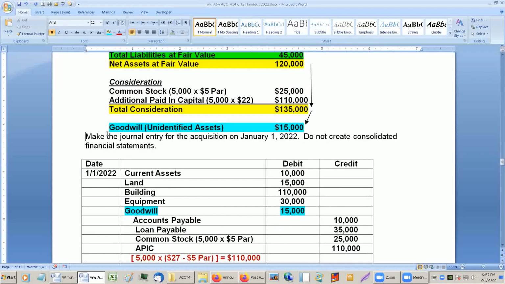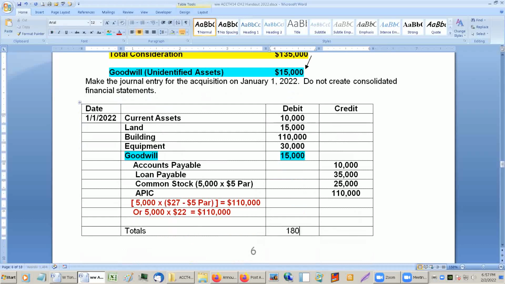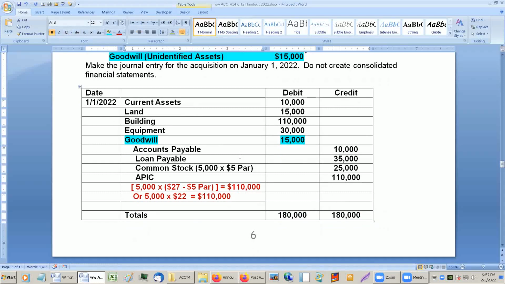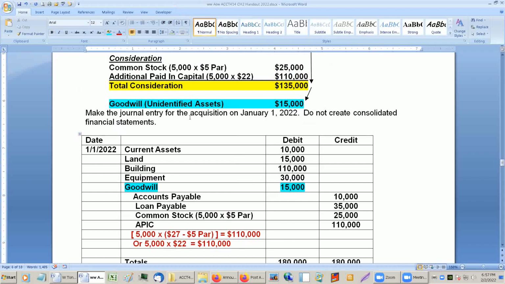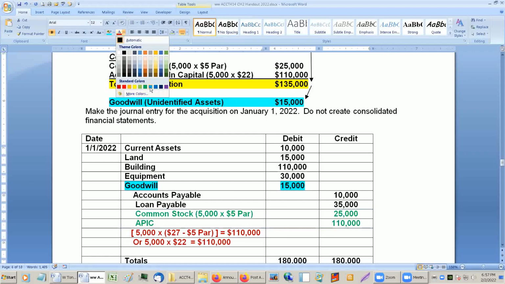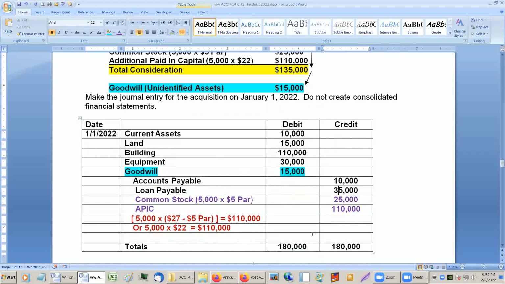I need to get a little more space here. All right, so the totals are 180,000 here, and that should also be 180, hopefully. Yay, okay, much better. And so these two together are put on the books, and those are the amount that we gave up, called consideration, to get this merger.